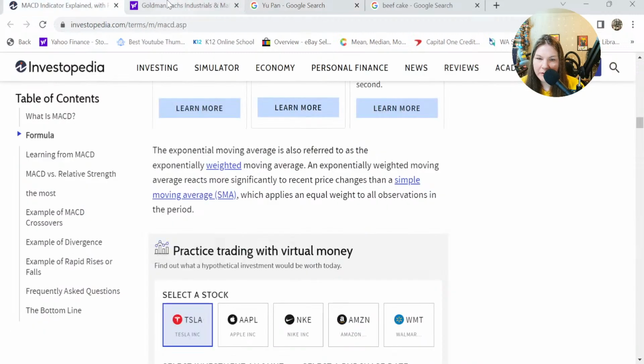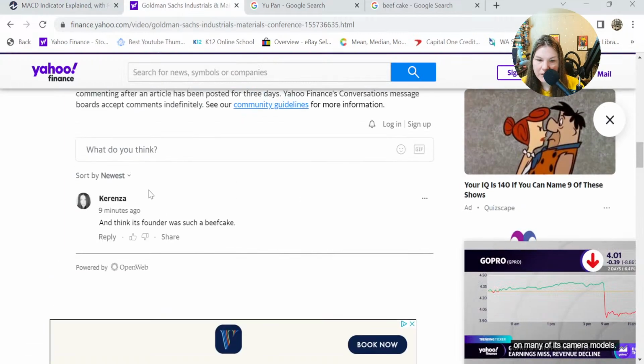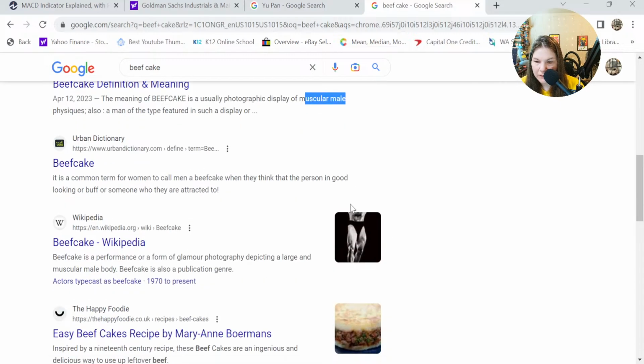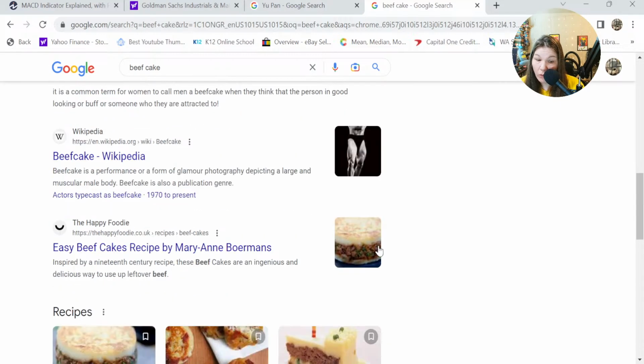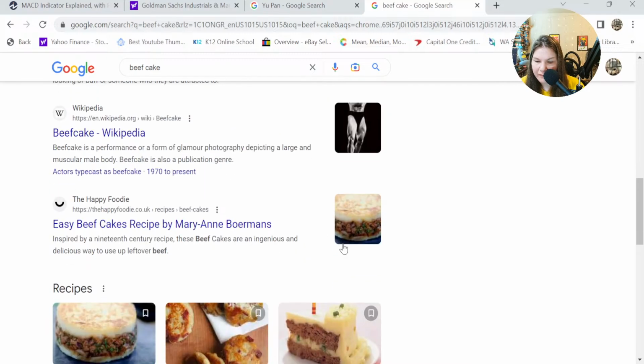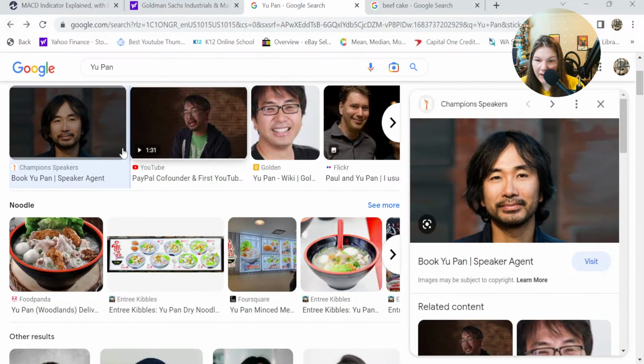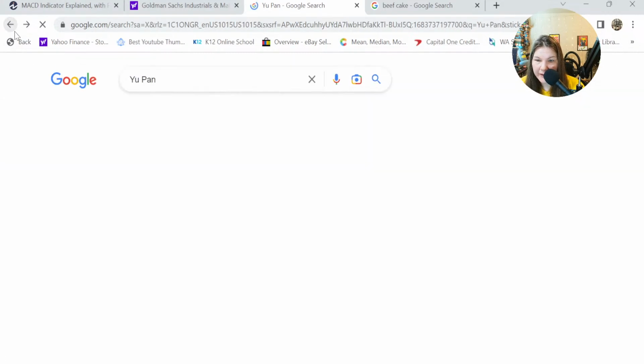I think either she was being facetious, because beefcake, we looked it up. Beefcake means muscular male physique, like this. Beefcake. Or, unless she meant beefcake like this. But I did not see beefcake on the founder's page.